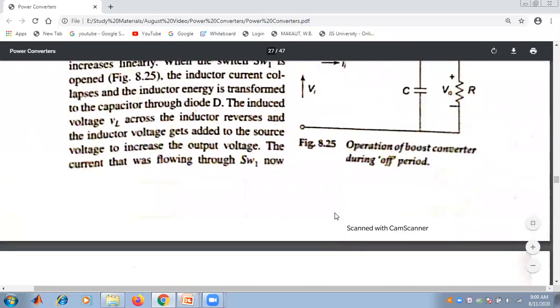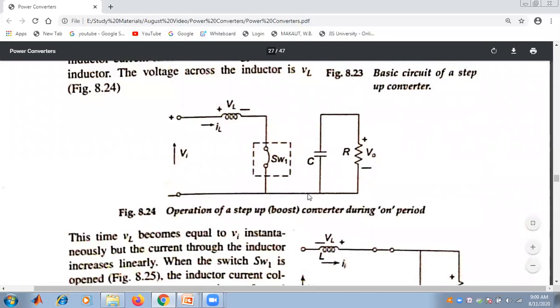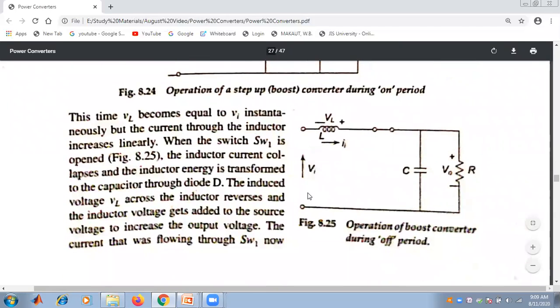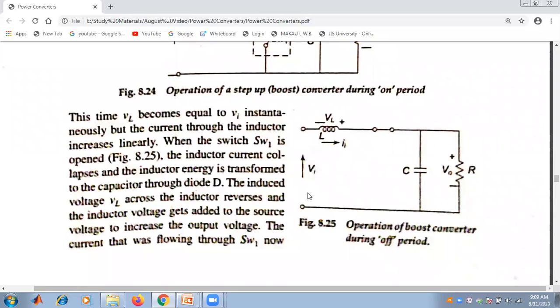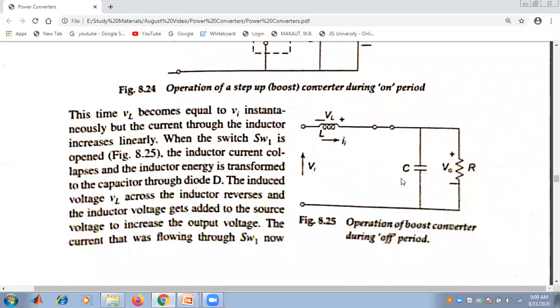Now the current that was flowing through the previous switch, that is SW1, has started to flow elsewhere. The current that previously flowed through the switch SW1, when the switch is closed, now passes through the inductor, diode, capacitor and the load resistance. The current now flows through the inductor, diode, resistor and the capacitor.